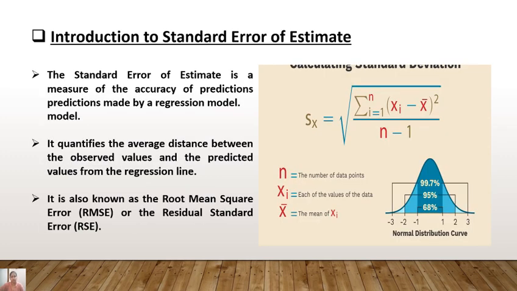Introduction to standard error of estimate. The standard error of estimate is a measure of the accuracy of predictions made by a regression model. It quantifies the average distance between the observed value and the predicted value from the regression line. It is also known as the root mean square error or residual standard error. So let's see the next slide.